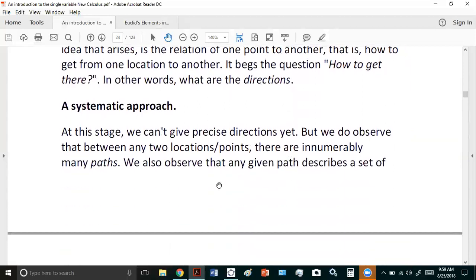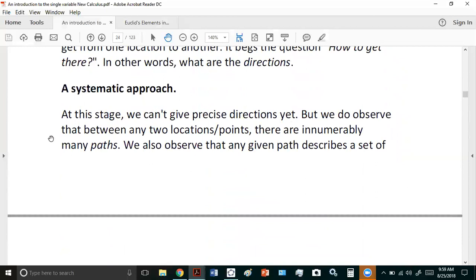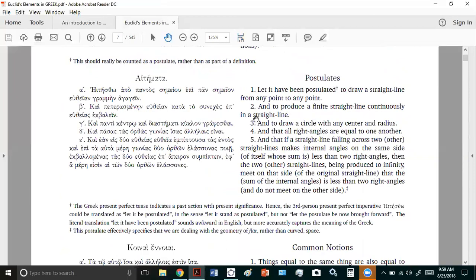So now we're going to start off with a systematic approach. At this stage, we know what a point is, and the next thing we're going to do is see how to derive this first postulate here. It's not a postulate, the first requirement, I'm sorry. I don't want to use the word postulate anymore. It's the first requirement: let it have been postulated to draw a straight line from any point to any point. It doesn't have to be postulated. It's going to be proved.